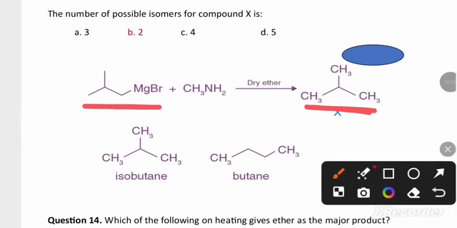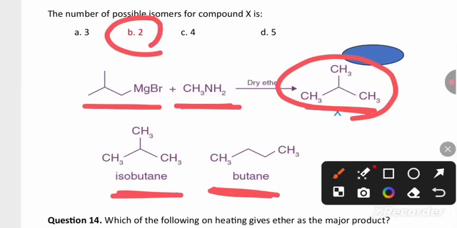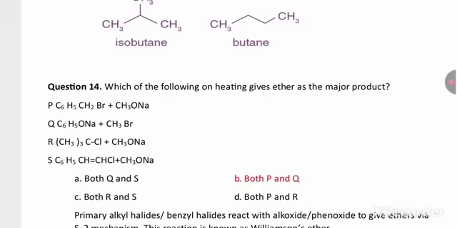This particular Grignard reagent on reacting with methylamine produces isobutane or 2-methylpropane, and one more isomer of isobutane is butane. So it is possibly going to form 2 types of chain isomers. Next question.